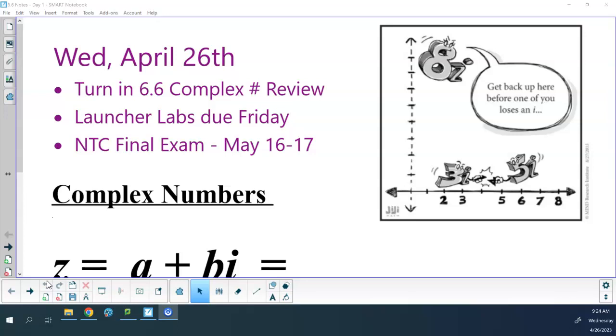Okay, so we got that. Launcher labs. Those are the green packets that most of you finished yesterday in class. Those are due on Friday. For those of you that didn't finish those yet, they're due Friday.